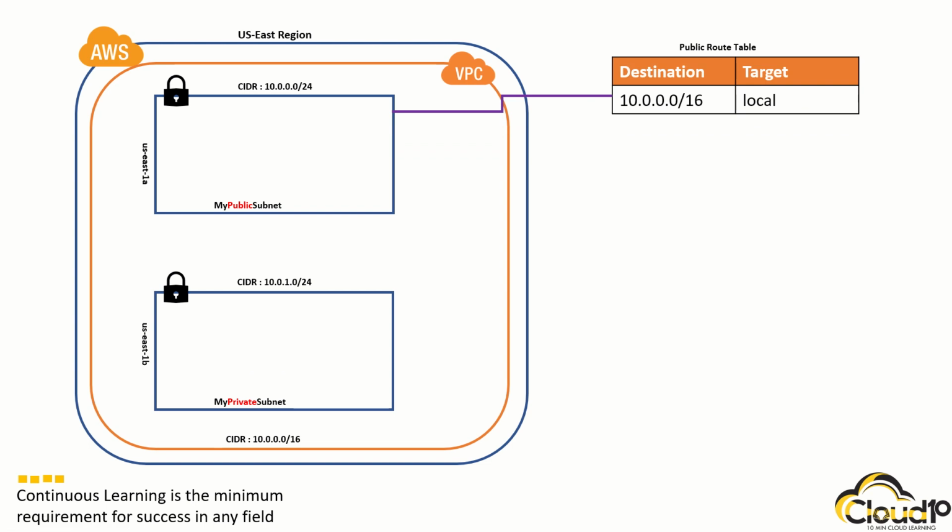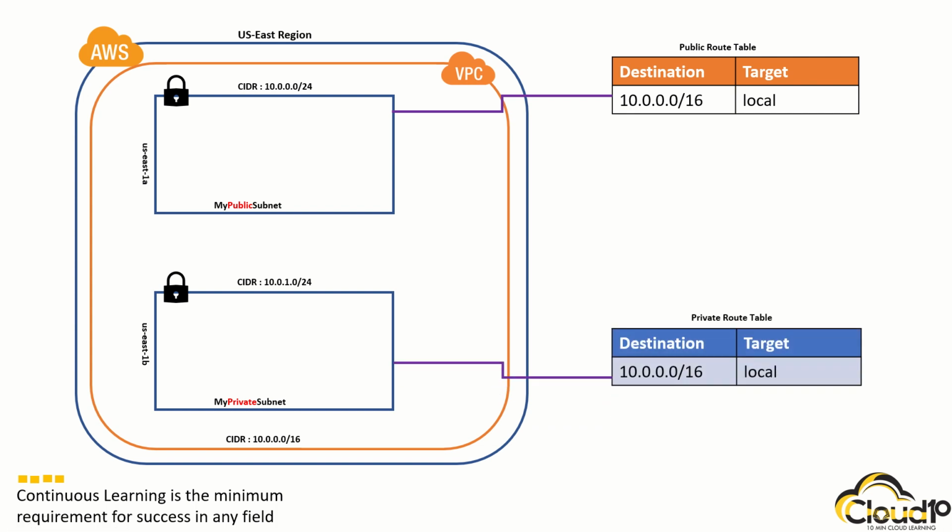Now I'm going to create a route table. This will be associated with my public subnet. As you can see, my route table will have a default entry, and this IP address corresponds to the IP address range of my VPC. Similarly, I'll have another route table that is associated with my private subnet, and it will also have the similar local route entry.